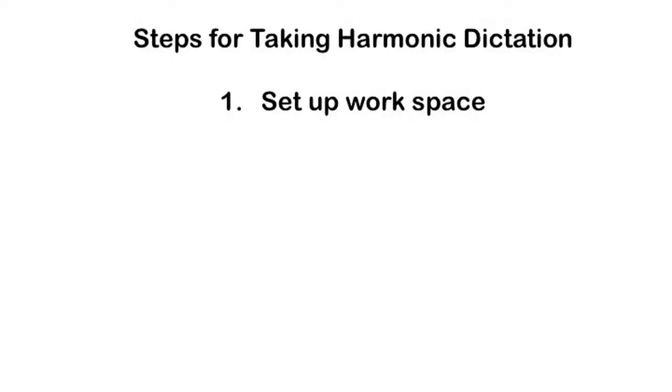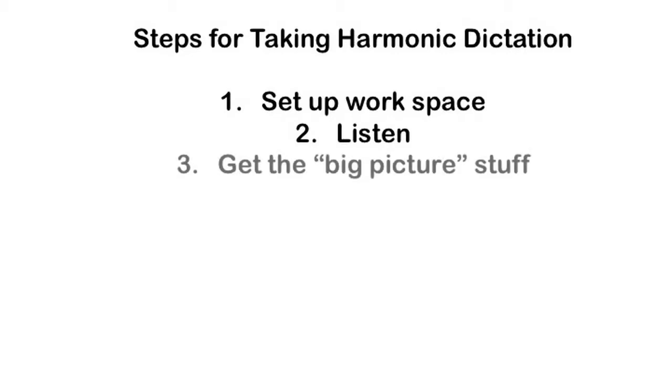Those steps are, first, set up a nice clean workspace. Next, listen. Don't write anything down. Close your eyes and just listen to the music as music. What you're trying to get from that second step goes into step 3, and that's identifying the big picture stuff. What's your meter? What mode are you in? How many phrases are there? Those are the sorts of things that will help you figure out the guidelines and the boundaries of what you're working with.